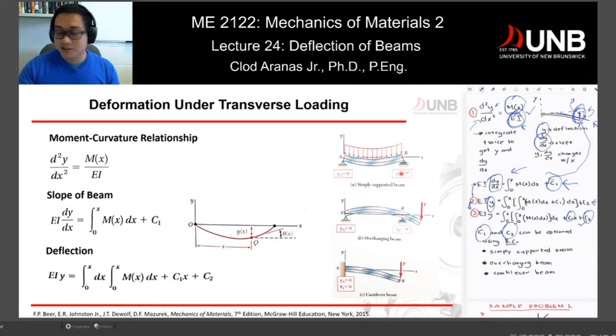So we have simply supported beam, the y at this point is equal to 0. And for overhanging beams, it's the same thing. You have your support reactions, you have 0 deflection or 0 y at point A and point B. And if you have cantilever beam, you would expect that, of course, B would move. And at support reactions at A, it's fixed. You can assume that your deflection in y is equal to 0 and the slope of the beam is equal to 0.